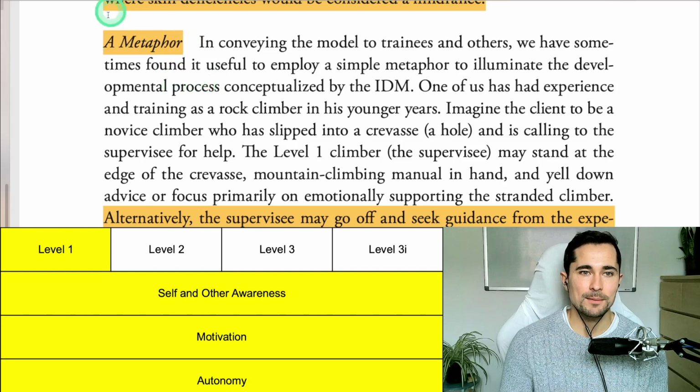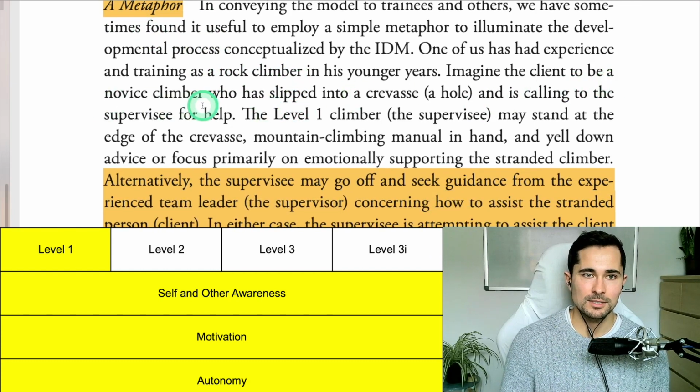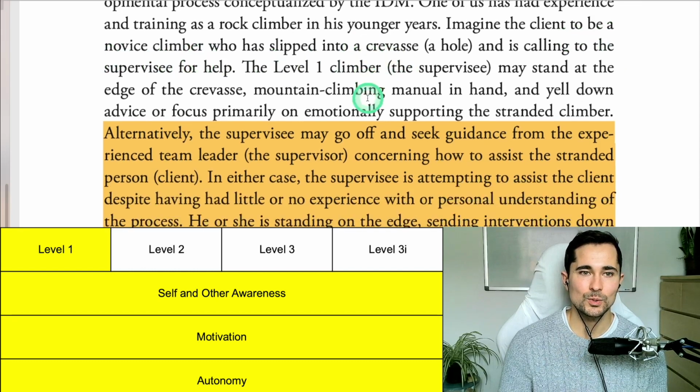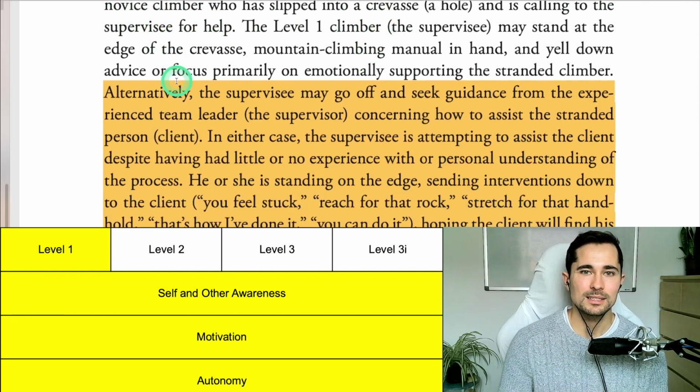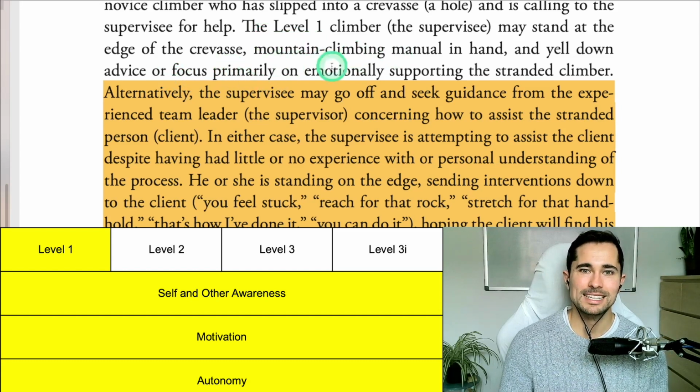So the authors use a metaphor to describe this process, and it's a metaphor of rock climbing. So we're imagining the client is a novice climber who has slipped into a crevasse and is calling to the supervisee for help. And the level 1 climber or supervisee may stand at the edge of the crevasse, mountain climbing manual in hand, and yell down advice, or focus primarily on emotionally supporting the stranded climber.